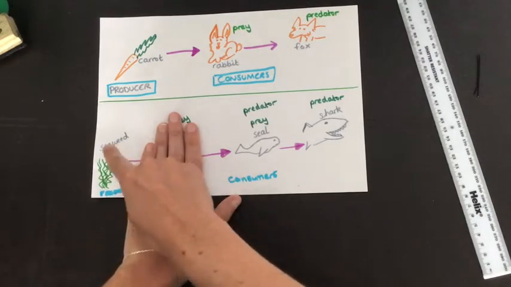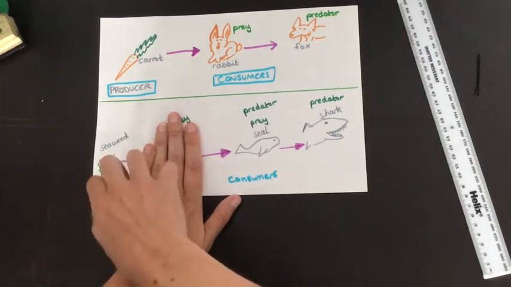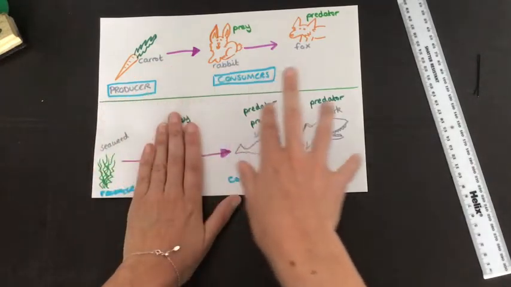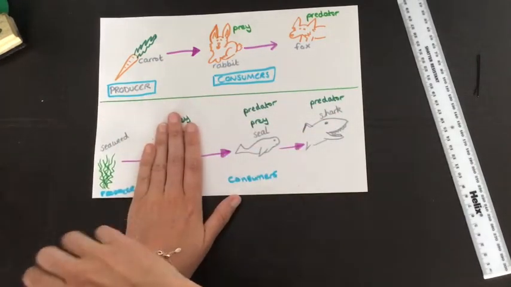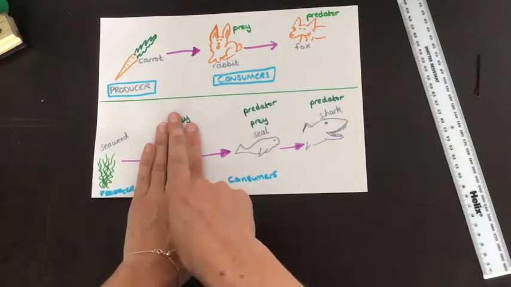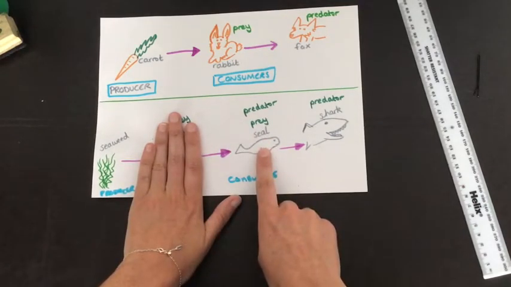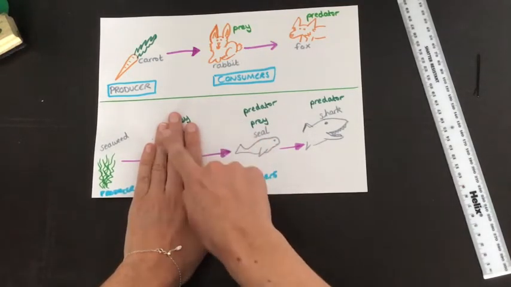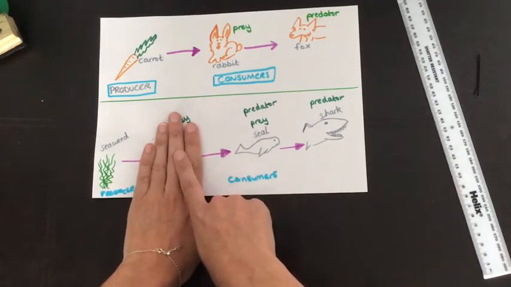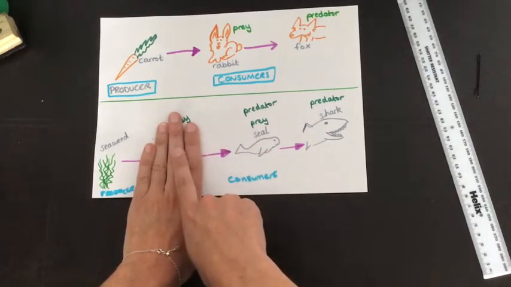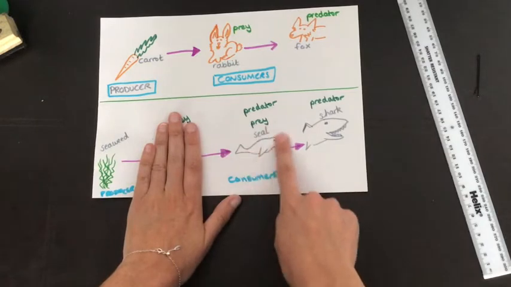There's no fish eating that seaweed anymore, so that seaweed's going to keep growing and growing and growing. There's nothing to eat it. It'll overtake the ocean. What would happen to the seal? The seal's lost his dinner. If he can't eat anything, that means he's going to start dying out, and we'll have less seals.